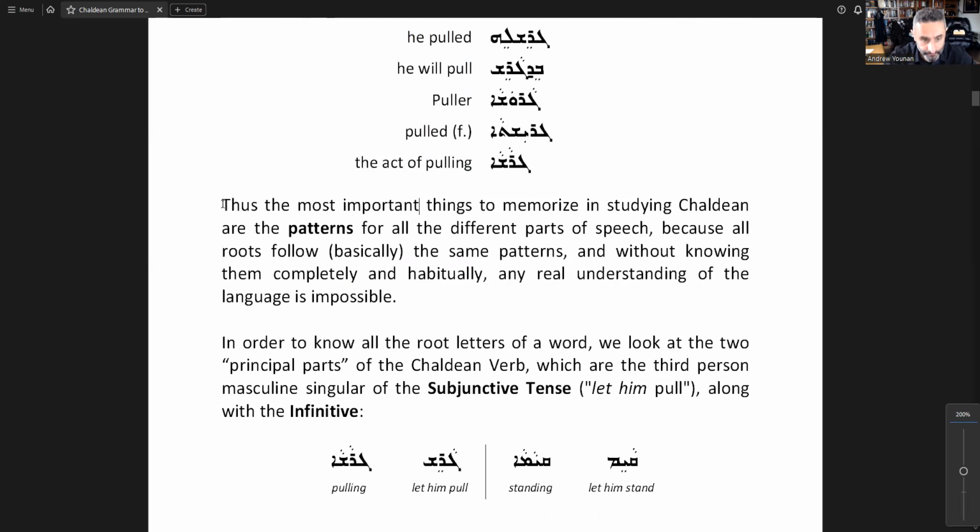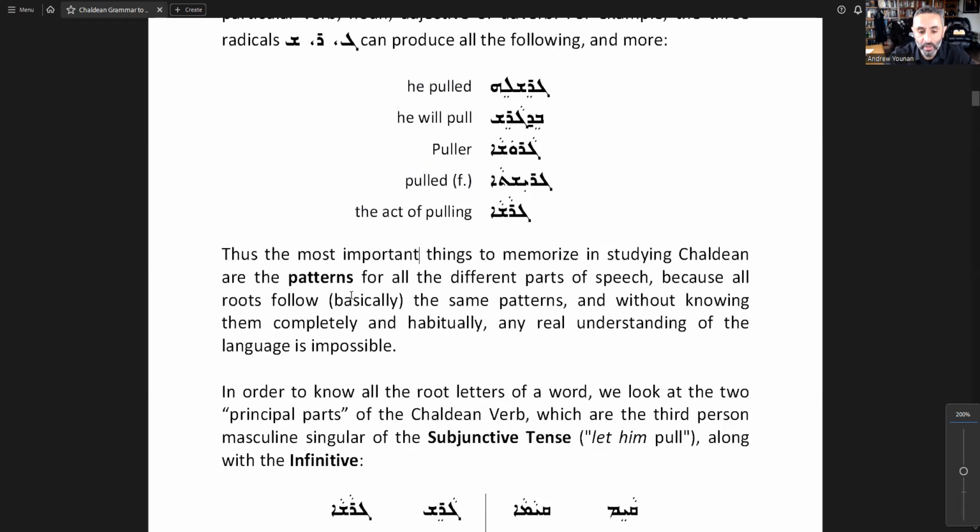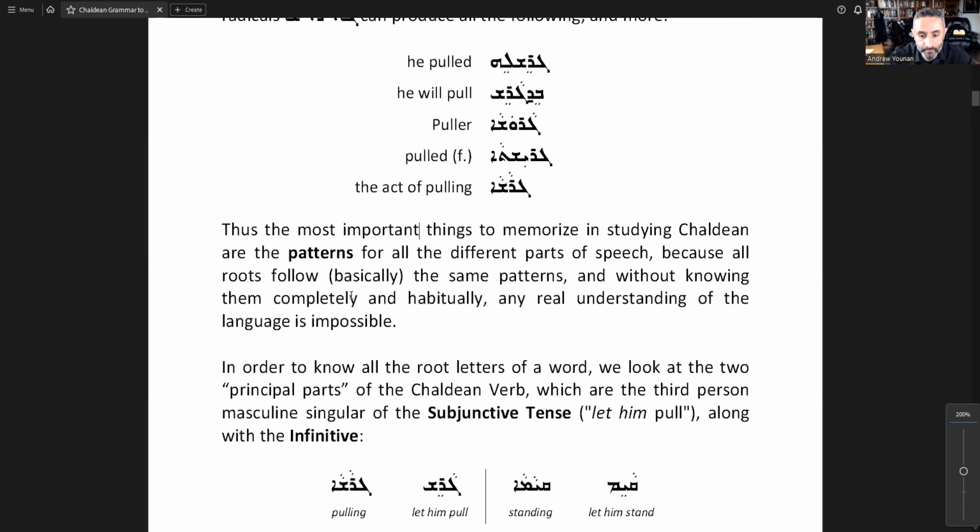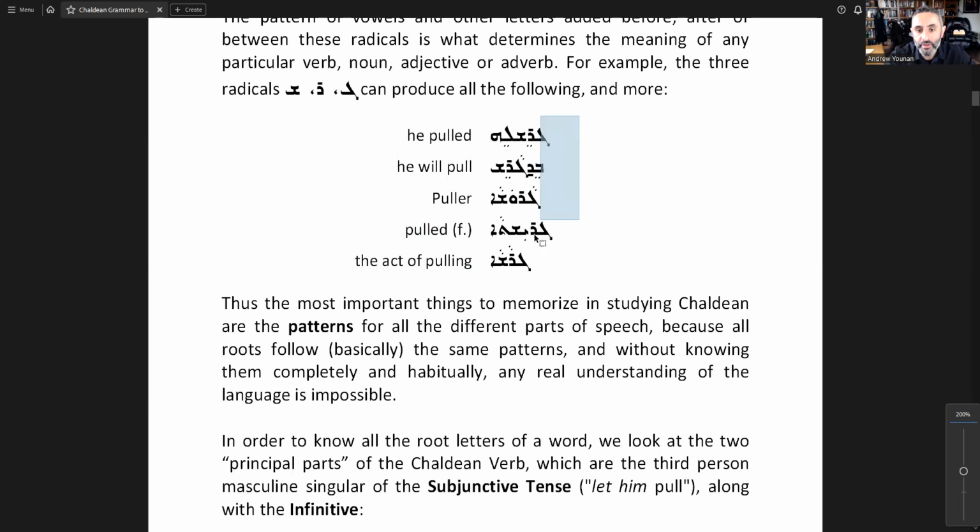So that means the most important things to memorize in studying Chaldean, and I think in basically any language, are the patterns for all the different parts of speech, because all roots follow basically the same patterns. Without knowing the patterns completely and habitually, any real understanding of the language is impossible. So what's going to be really good here is this doesn't just apply to this root, gamel, resh, and sheen.